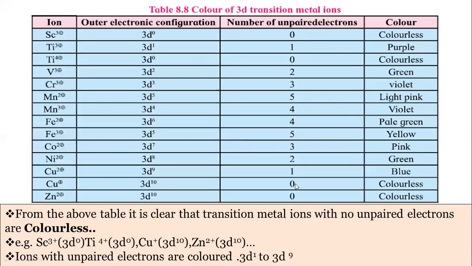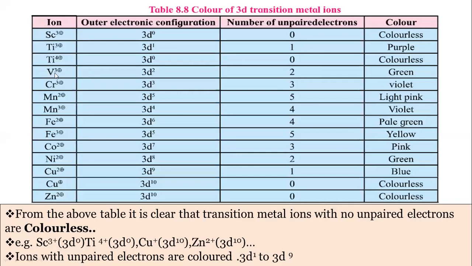In case of copper 1+, the d orbital is completely filled. There is no unpaired electron, so it becomes colorless. Zn2+, no unpaired electron, this is colorless. We can see 0 unpaired electrons, so it becomes colorless. But if there are unpaired electrons from 1 to 9, it becomes colored. We can see 1 unpaired electron is purple color, then 2 unpaired electrons are there in case of vanadium.